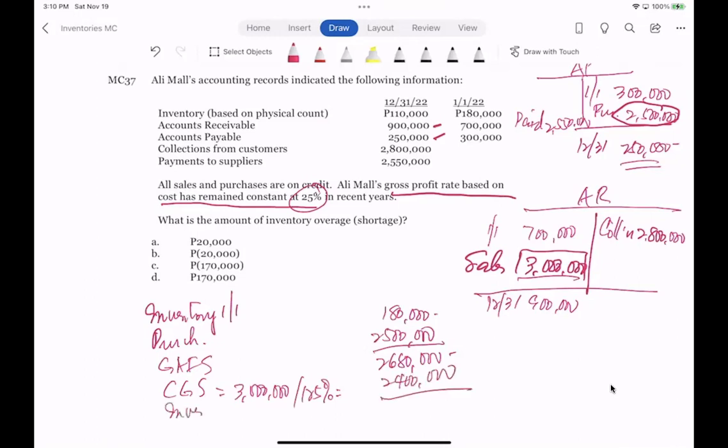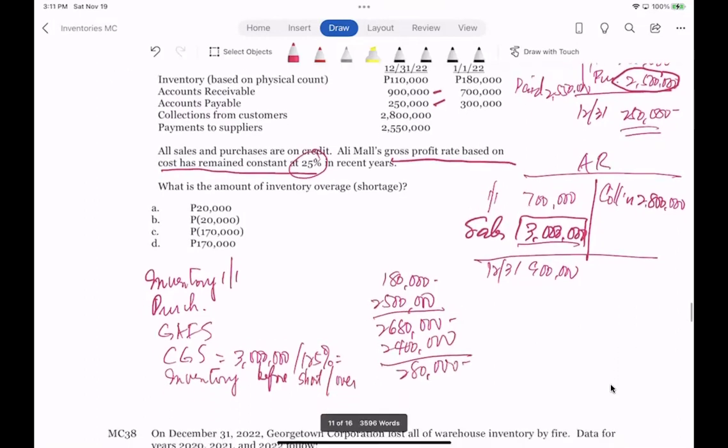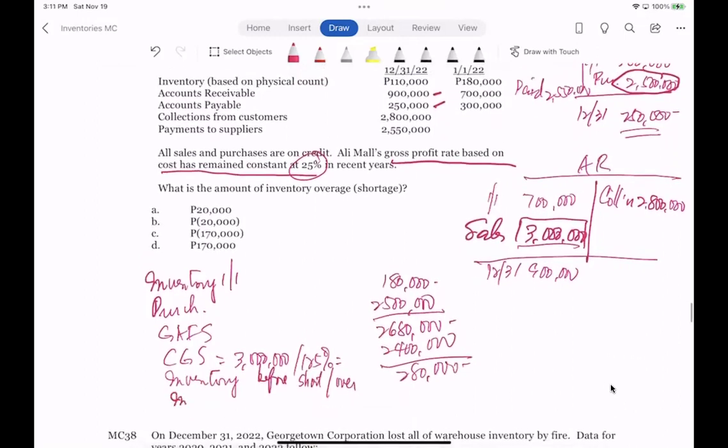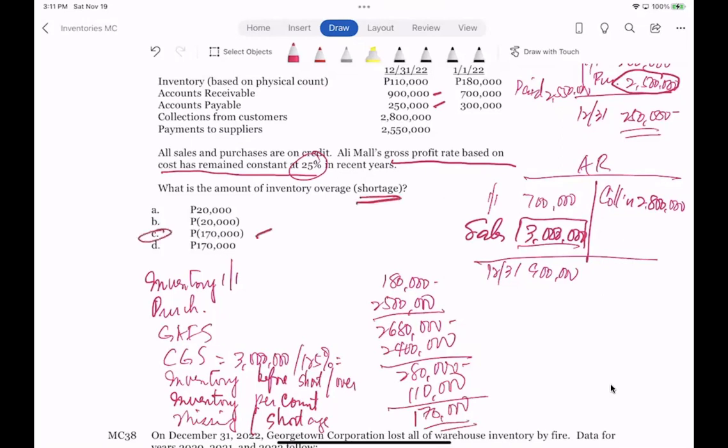Therefore, inventory before shortage or overage must be 280, but inventory per count is 110. That means we have missing inventory, which is a shortage amounting to 170,000. So if it is a shortage daw naka-parentheses, so that means it's letter C.